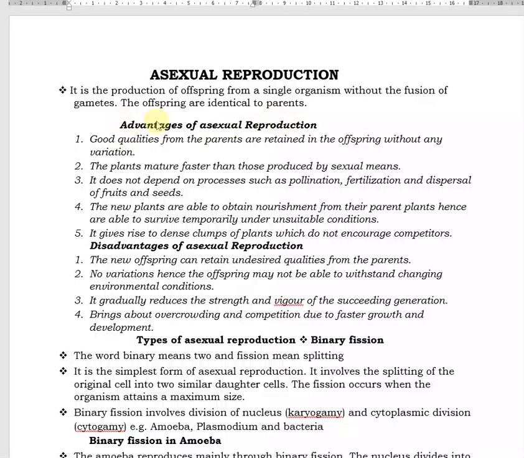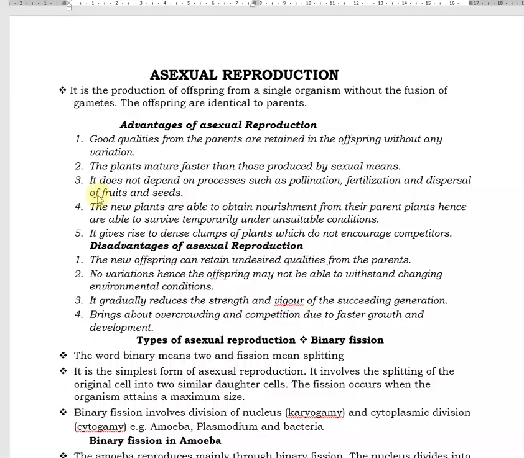Now, advantages of asexual reproduction. One, good qualities from the parents are retained in the offspring without any variation. So if the parents had good qualities, then those good qualities are transferred to the offspring without any variation. Number two, the plants mature faster than those produced by sexual means. So there is faster maturity in asexual reproduction.